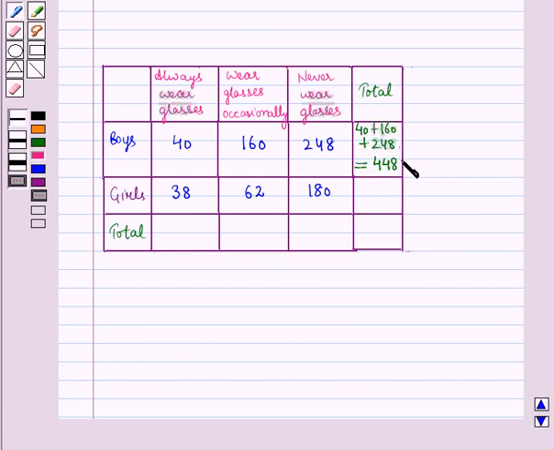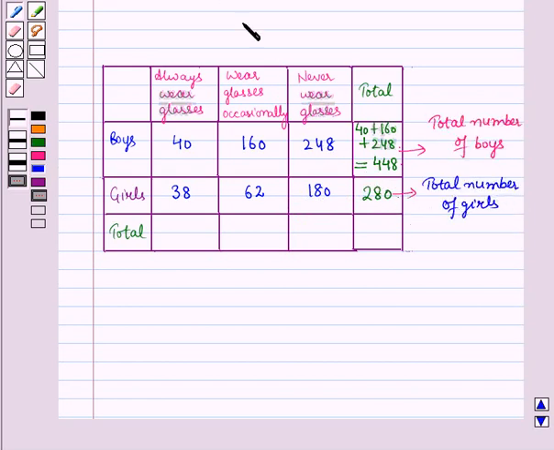It means the total number of boys are 448. Now let us add the entries in the second row, and it will be 38 plus 62 plus 180, which is equal to 280, and this gives us the total number of girls.